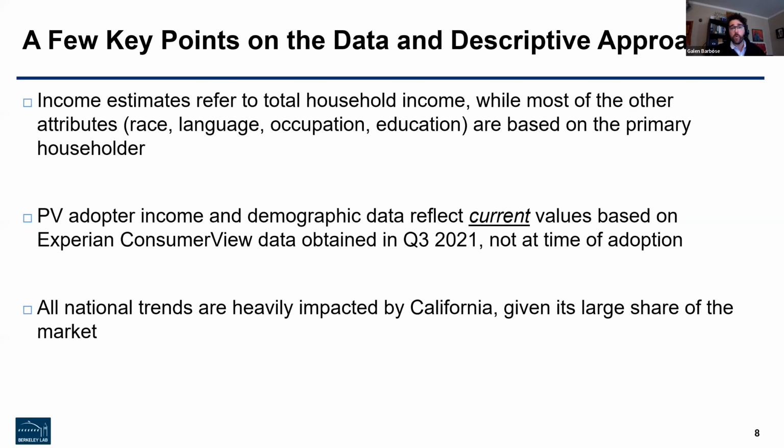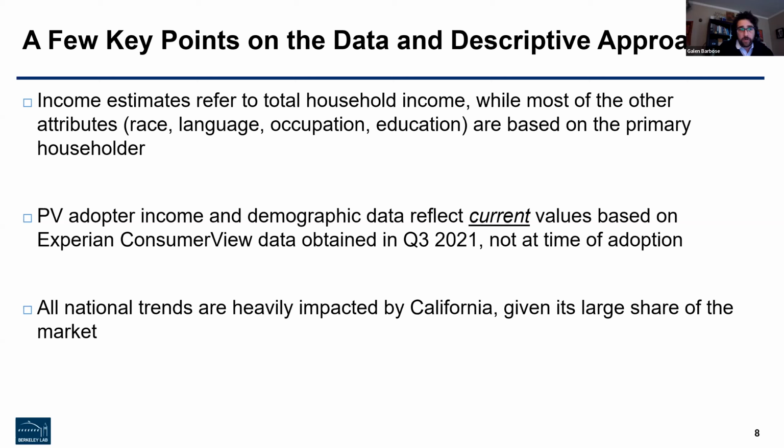So just a couple of points on the data. I mentioned that the income estimates are at the household level. So if there are two income earners within the household, it represents the sum total of those two. The other socioeconomic attributes that we'll be talking about are mostly based on what within the Experian lexicon is called the primary householder, which is typically the male household member.